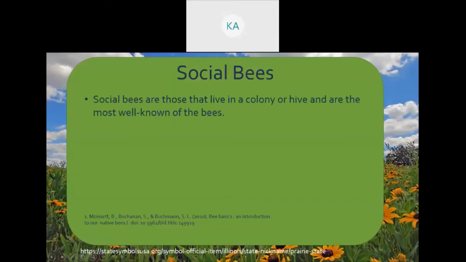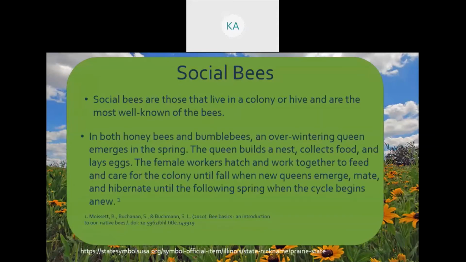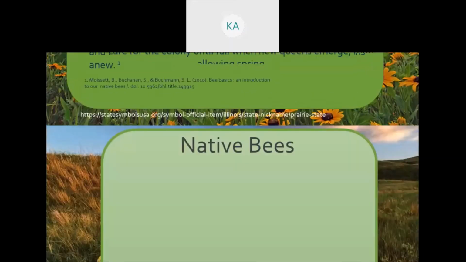Social bees are the most well-known of all the bees. Honeybees and bumblebees are prime examples. They form colonies, hence the term social, with an overwintering queen building a nest, collecting food, and laying eggs. Then female workers hatch, feed, and care for the colony until fall when a new queen emerges, mates, and hibernates until the following spring when the cycle begins again. Native bees, on the other hand, are a whole different story.